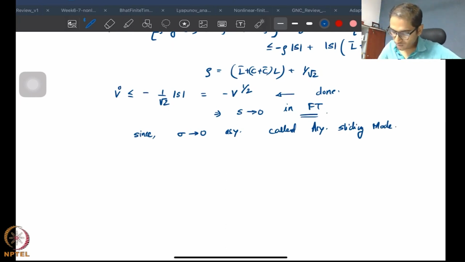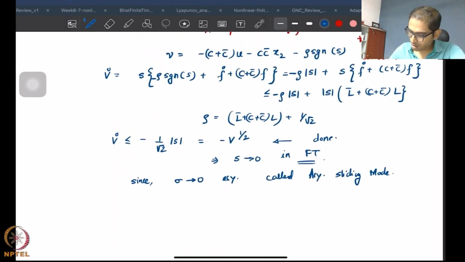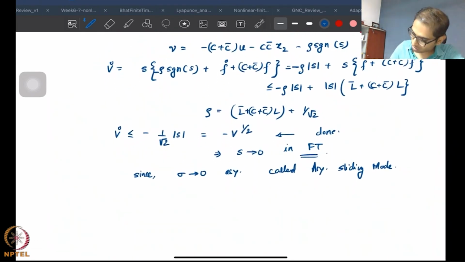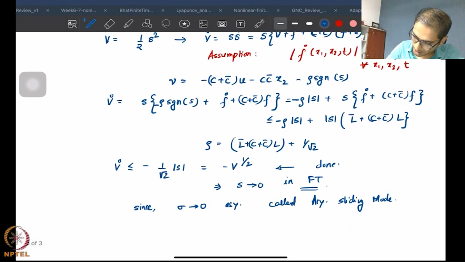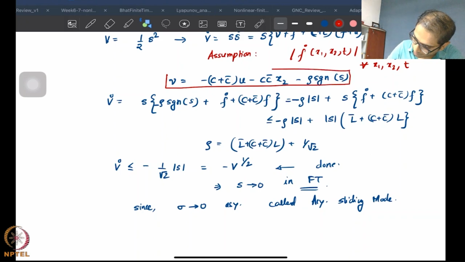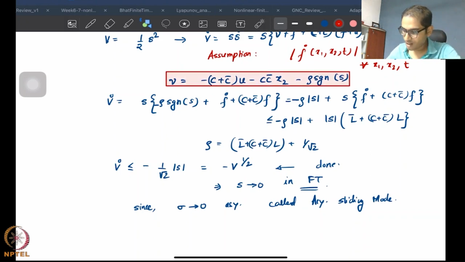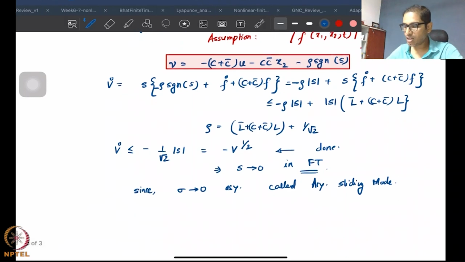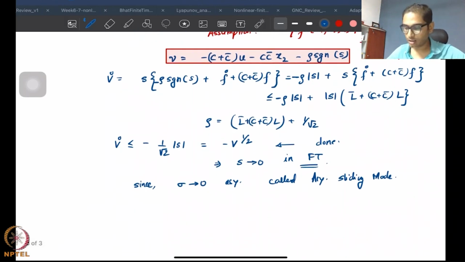So what is our control now? The control is already written here, so I don't need to repeat it. Let me just highlight it for you. That's what is the control that goes into the system.